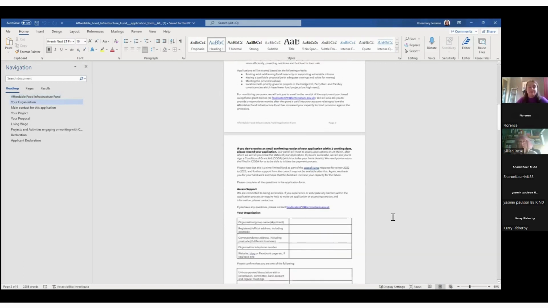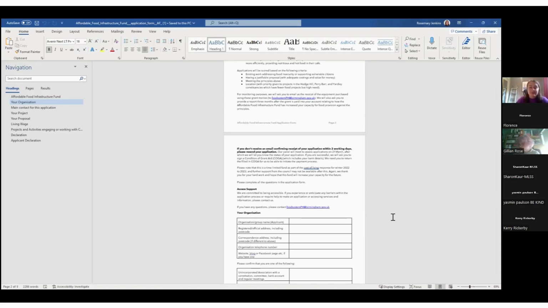So just to be really transparent about the criteria that we're using, again, with the Emergency Food Aid Fund, we're really clear about what we're assessing these applications on. We think that's really important. So the applications will be scored based on the following criteria. I've said some of these already: existing work addressing food insecurity or supporting vulnerable citizens, having a justifiable proposal with adequate costings. That was why I said you've got to have your costings in there, and value for money. Meeting the principles above, so that's the kind of nutritious, safe, hot, culturally appropriate, etc., and location.